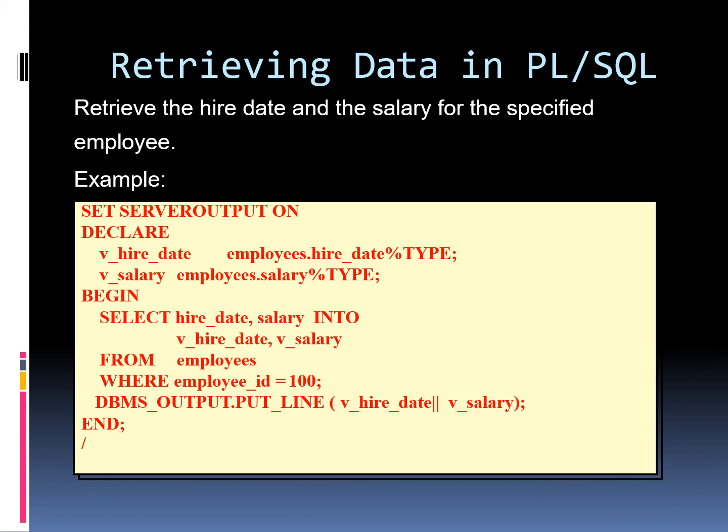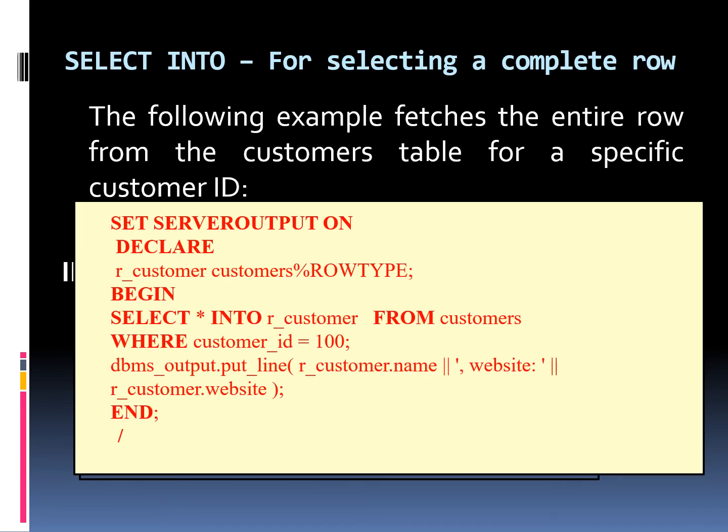So this is a new term, %TYPE, that we have used in this. In this slide, we will see the use of %ROWTYPE. %ROWTYPE is basically used to fetch a complete record from a table. Here, instead of declaring separate variable names for each field of a table, we use the term %ROWTYPE, and we will declare a single variable.